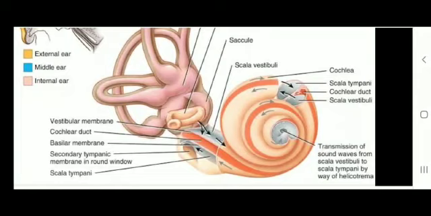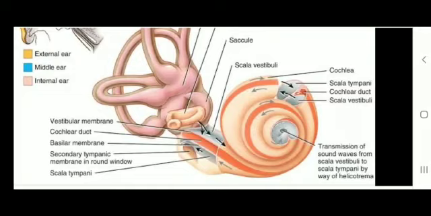Scala vestibuli and scala tympani are filled with perilymph and communicate with each other at the apex of the cochlea through an opening called the helicotrema. You can see the helicotrema in the diagram. Scala vestibuli is separated from the scala media by Reissner's membrane and is closed by the footplate of the stapes, which separates it from the air-filled middle ear.